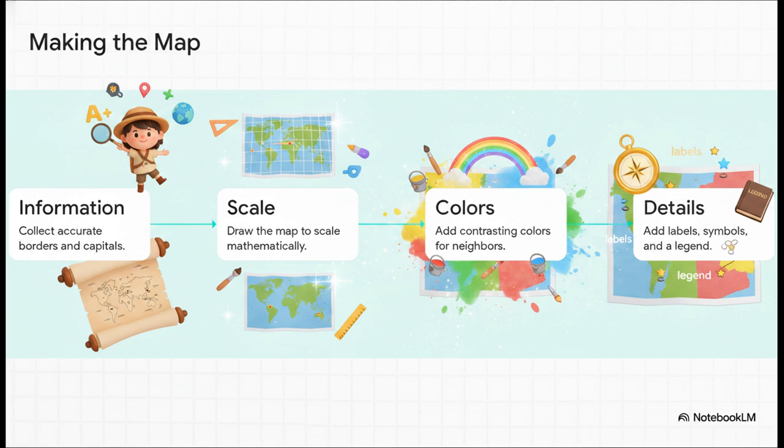Step 3, they apply that crucial color contrast theory we just talked about. And finally, step 4, they integrate precise map symbology. This means adding a legend, a compass rose pointing north, and standardized labels so the geopolitical data is super easy for anyone to decipher.